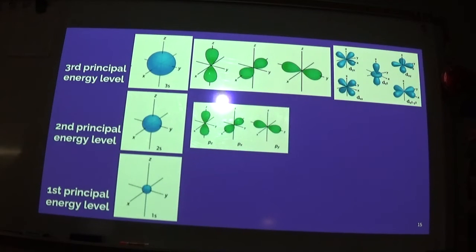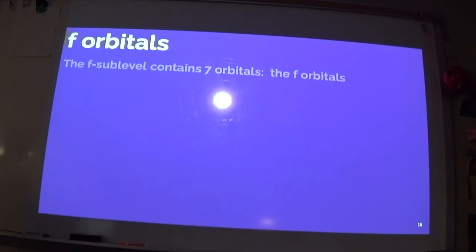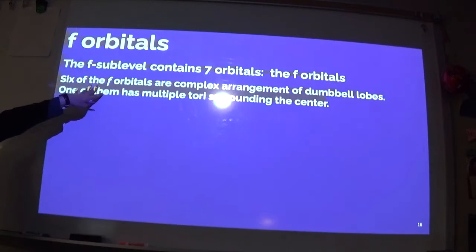Ready to talk about the f orbitals now? Can I move on? Okay. We're winding down here. F orbitals don't show up until the 4th energy level. When I get to an f subshell, I have 7 orbitals in that subshell. And they are very complexly shaped. This is just me describing it. You don't have to write this down.